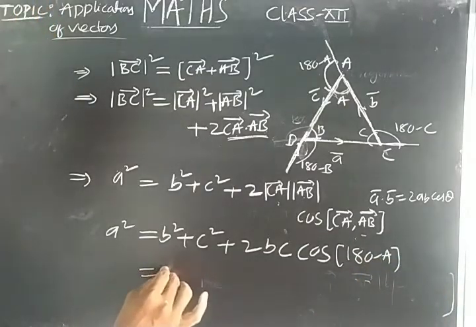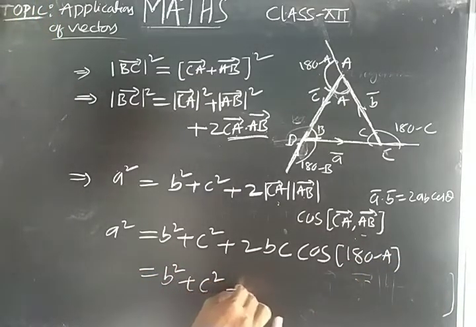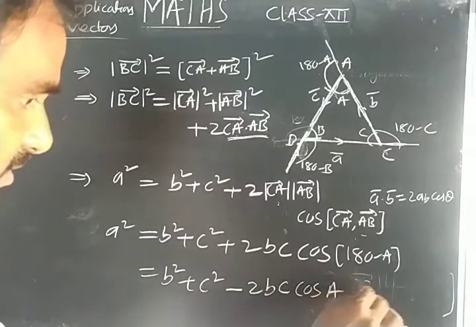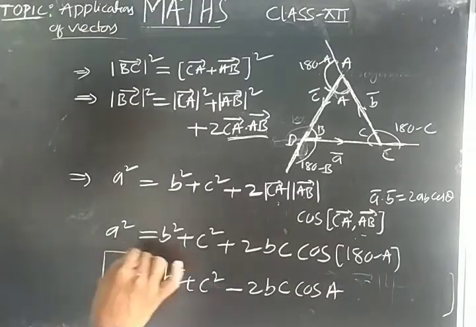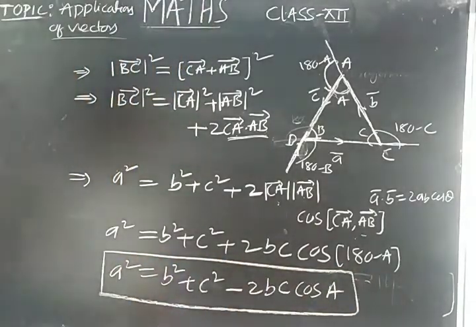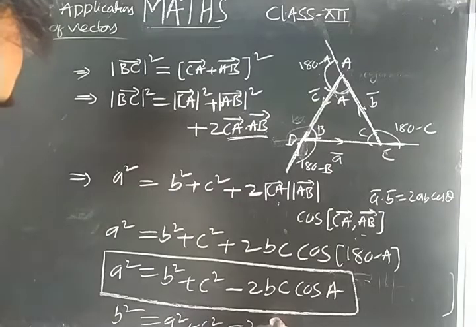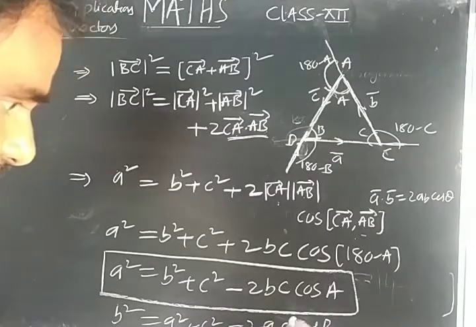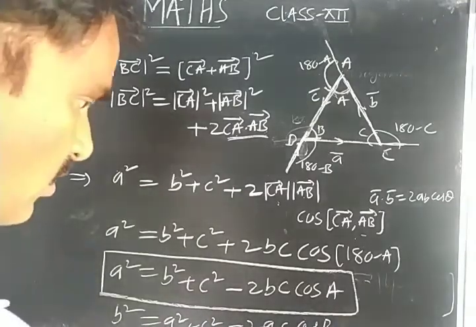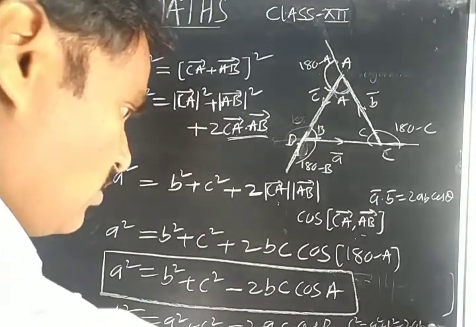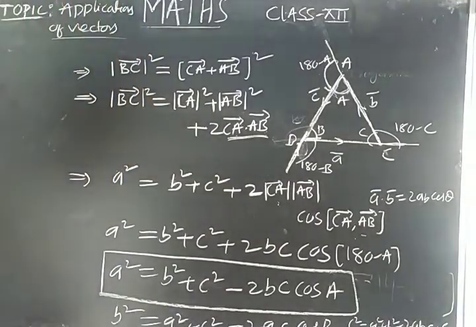cos of 180 minus theta. Which quadrant? Second quadrant. In the second quadrant, cos is negative, so minus 2BC cos A. So this is the proof of the first formula. In a similar manner, you can show b square equals a square plus c square minus 2AC cos B, and another formula, c square equals a square plus b square minus 2AB cos C also. So prove these two formulas in a similar manner. Okay.